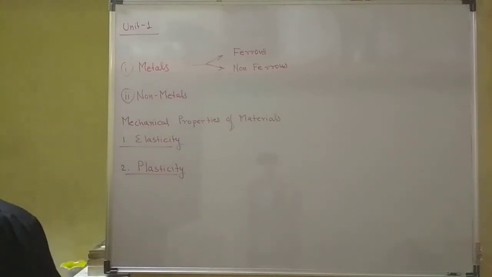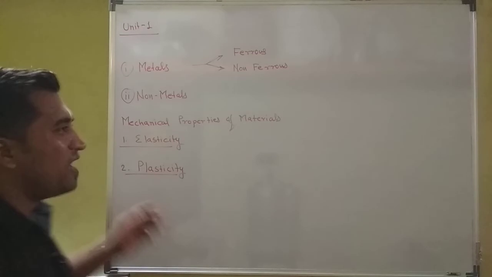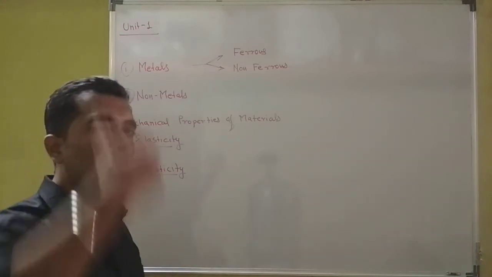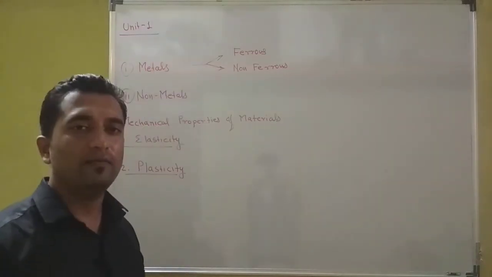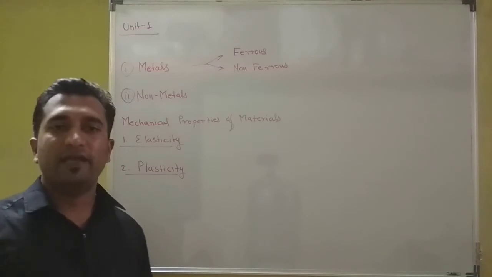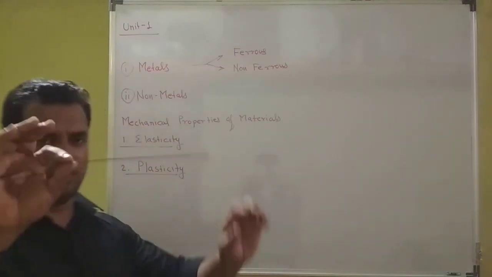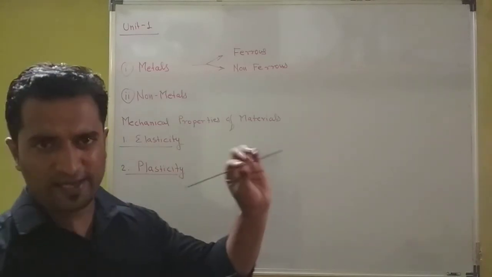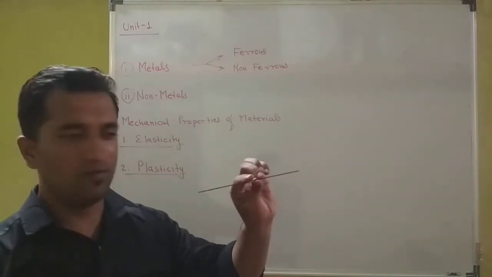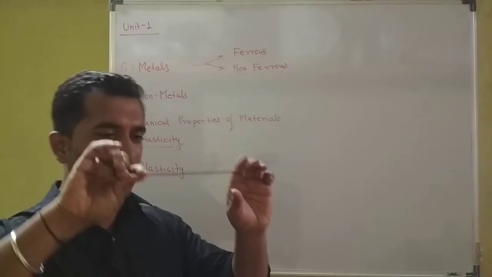Now, here what will happen? If we apply a load beyond the elastic limit, what will happen? Material will get permanent deformation. To explain that, I'll take one wire. This is steel wire. Okay. I'll apply a load.